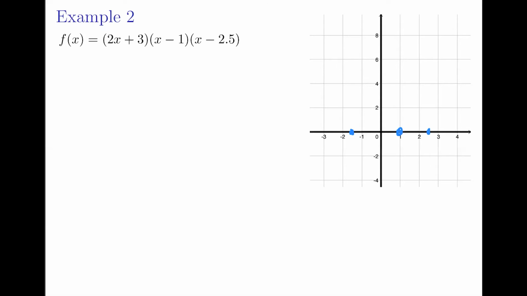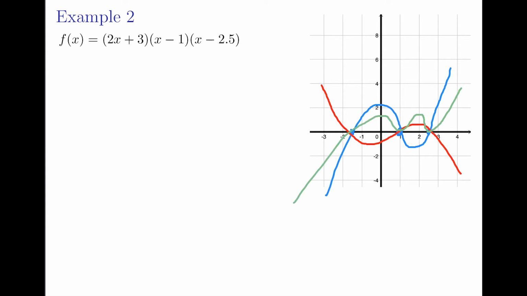So the question is, does the graph look like this? Does the graph look like that? Or does the graph look like that? Or is it something entirely different? There are lots of things that I can imagine going through those 3 points. And the way we're going to figure this out is we're going to test whether certain outputs are positive or negative.